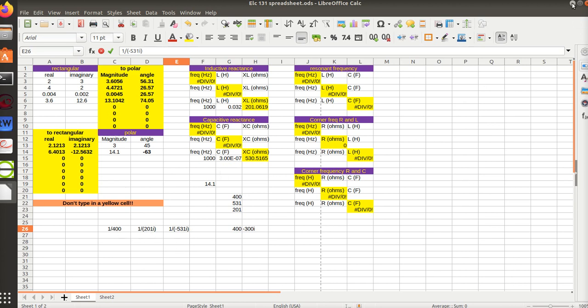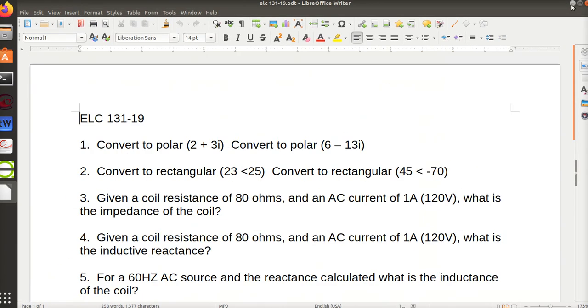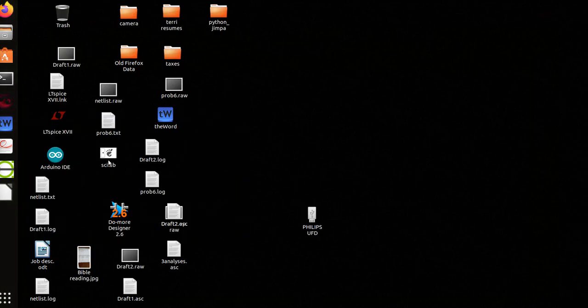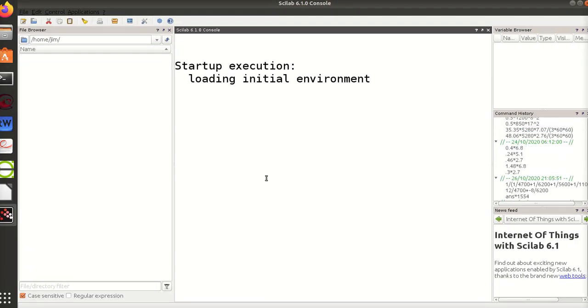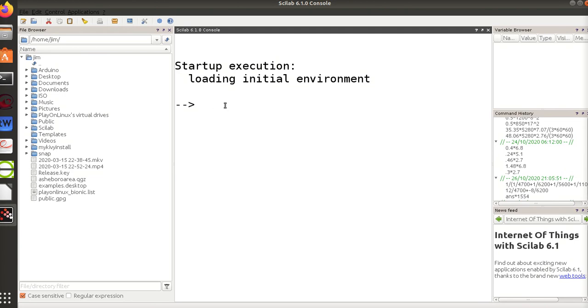I don't have Scilab open, but we can open it. So, come on, Scilab. You can do it. You can do it. Now I'm starting to wonder. Did I double click it? Or did I single click it? If you get impatient, you double click it, and then you got it open twice.